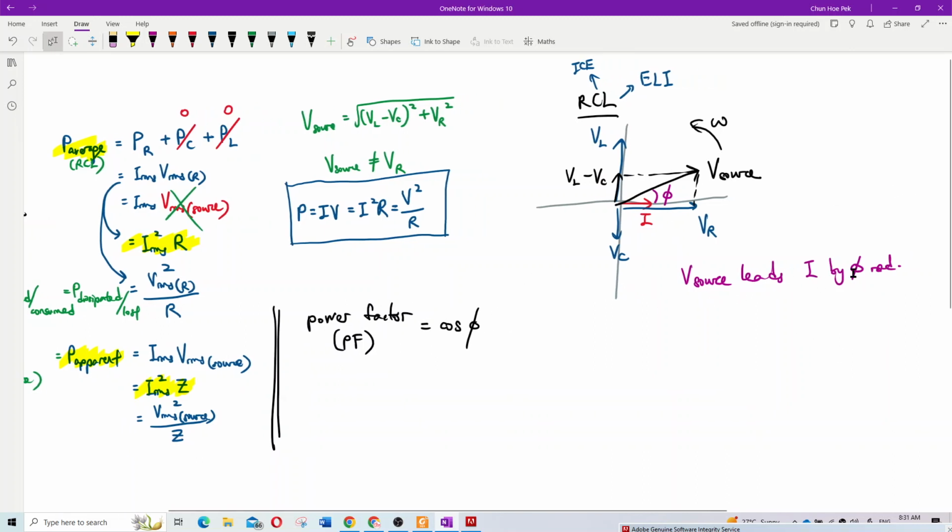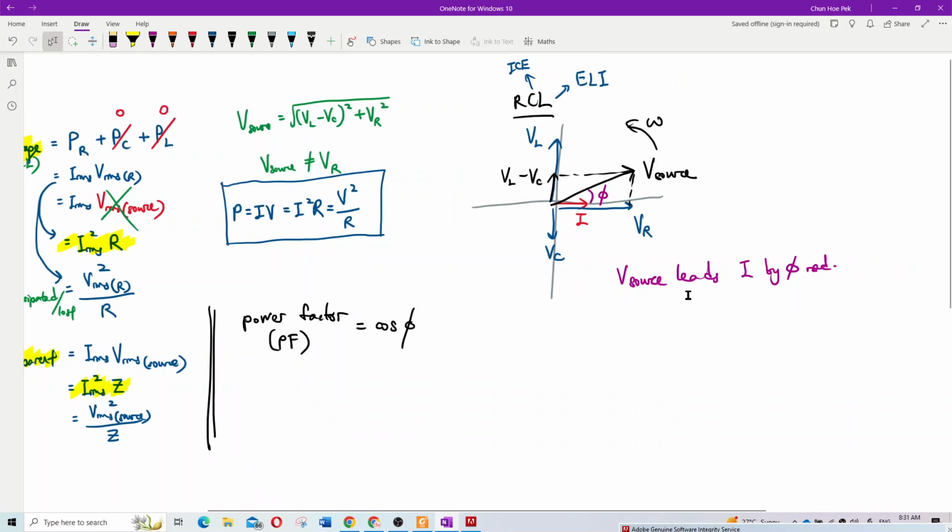Do you remember what this is again? I can consider this as XL, this as XC, and this as R. Correct? So V source is Z. I can change VL to XL, VC to XC, V source to Z, so VR is R.